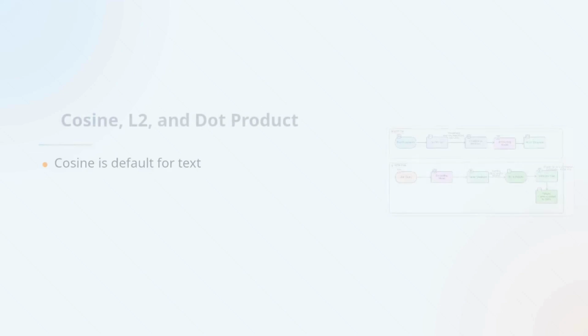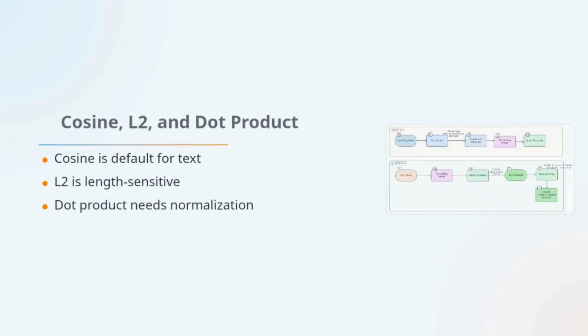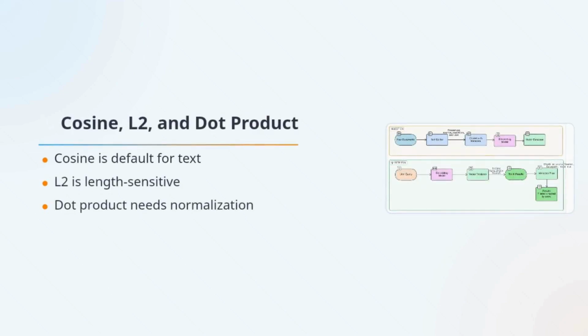For most text search applications, cosine similarity is the safest default because it focuses on direction, not vector magnitude. Euclidean distance, or L2, can be distorted by vector length unless you normalize carefully. Dot product can be very efficient, especially when vectors are pre-normalized, and many systems use it internally for performance.